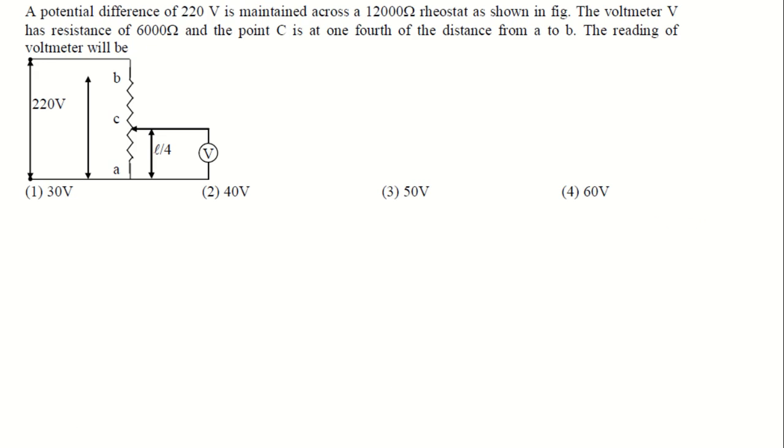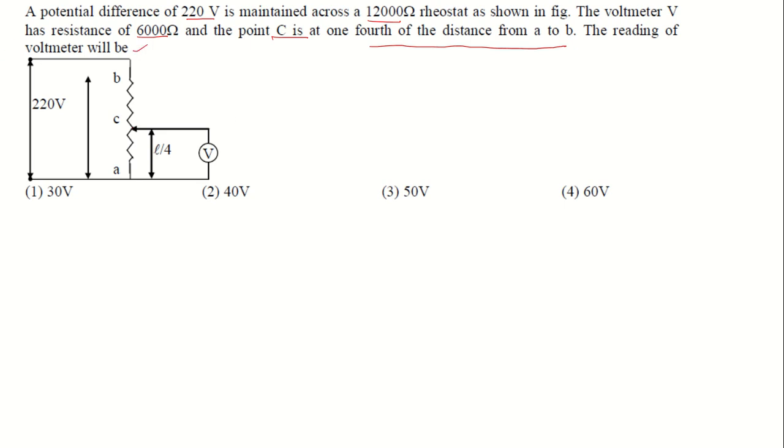So a good concept is waiting, a good concept. A potential difference of 220 volt is maintained across a 12,000 ohm rheostat. The voltmeter has a resistance of 6,000 ohm. The point C is at 1/4 the distance from A to B. So if the total length of the rheostat is L, then AC is L by 4. Then what is the reading of the voltmeter?